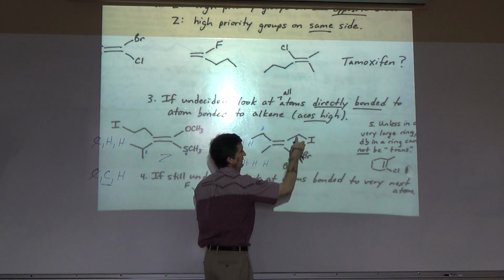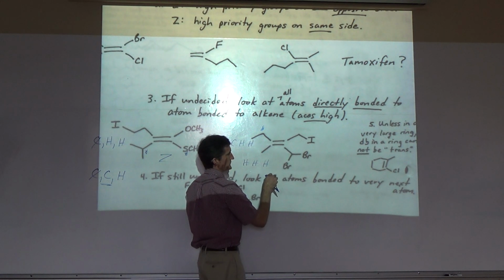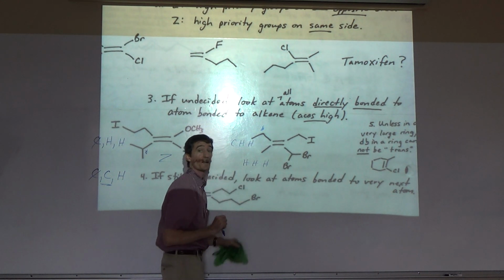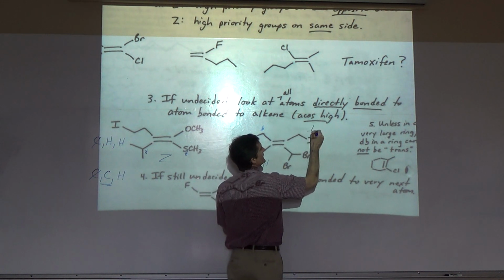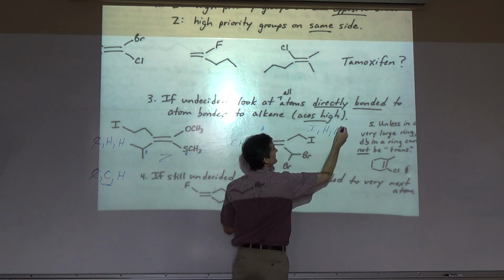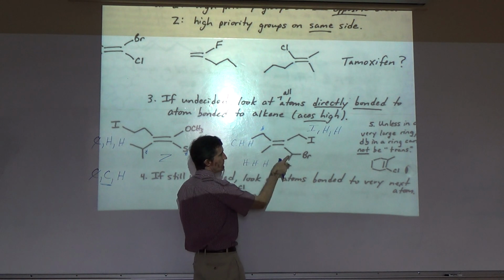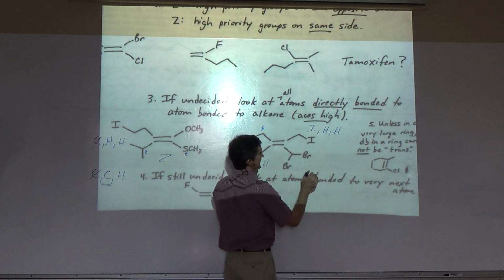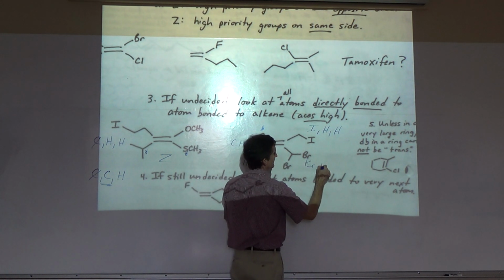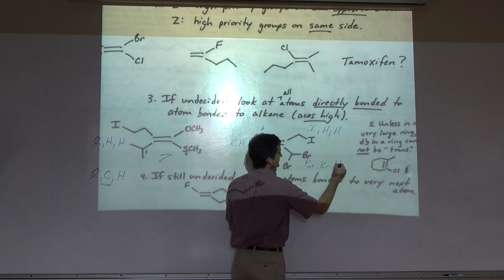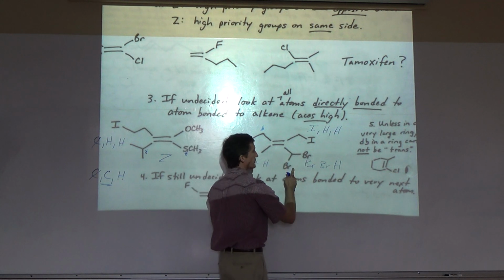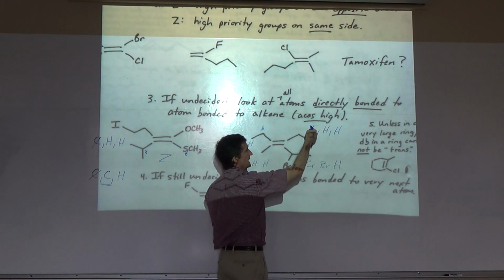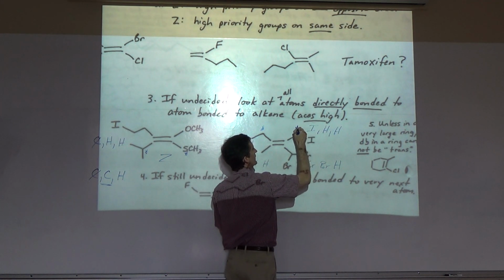How about on this side? Carbon or carbon? Well, it's the same. So we have to look at what's bonded to the carbon. What's bonded to this carbon up here? Iodine, H, and H. What's bonded to this carbon here? Bromine, bromine, and H. Which one's the high priority group? Look at the first. Iodine beats bromine, high priority group.